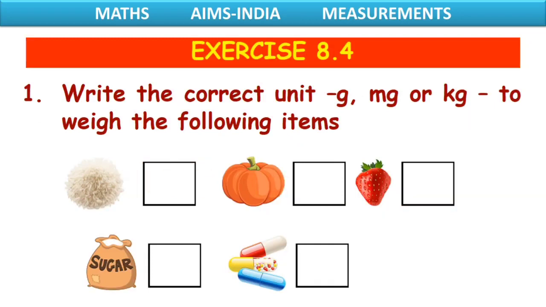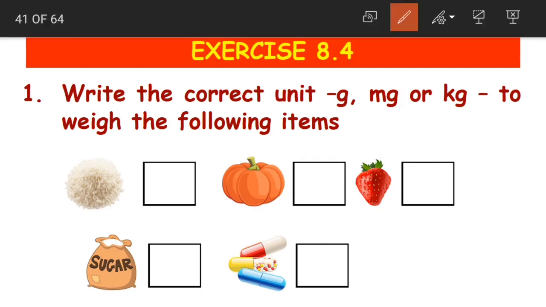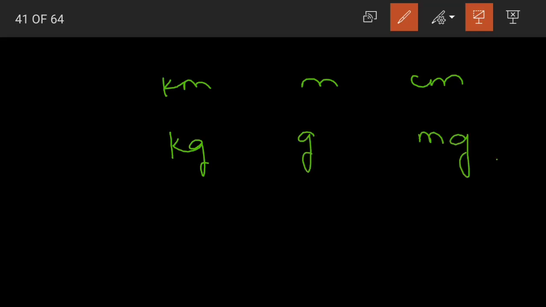Now let us look at some exercise here. Write the correct unit, that is grams, milligrams or kilograms, to weigh the following items. In meters children, what did we have? We had kilometers, meters and centimeters. In the same way for mass, we have kilograms, grams and milligrams. Instead of centimeter, we have milligrams here.